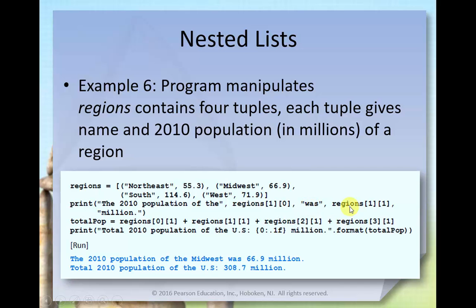And then regions, again referencing the tuple. This element, again Midwest, and this 66.9, that's what prints out down here. So you can see how this works, and here's an example of using the format. So you can mix these things together and come up with all kinds of different ways of doing things. That's why there's normally not only one right way of doing things when you're writing code.